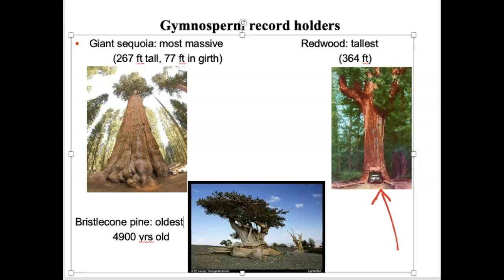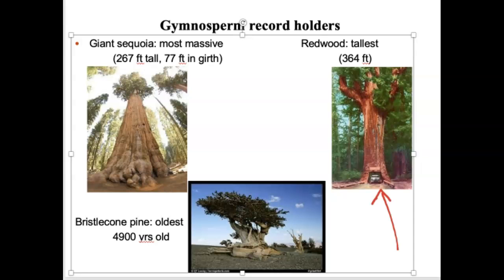All right, the other record holder is the bristlecone pine. The oldest known bristlecone pine, the oldest known living organism, goes back 4,900 years. Imagine what that tree has witnessed. Think about the history of life that that tree has experienced over the last almost 5,000 years. That's just amazing to think about. We have no animals that we know of that have that longevity. Just an amazing feat for one single organism to live that long.